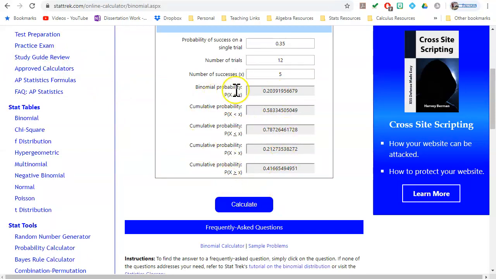The most important piece is that you're reading carefully for which direction those probabilities we're looking for.